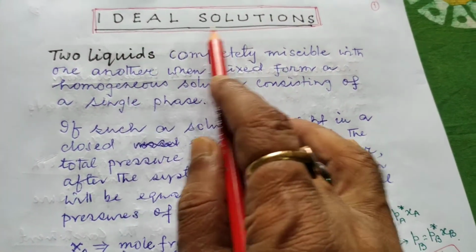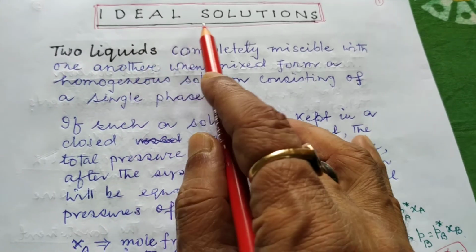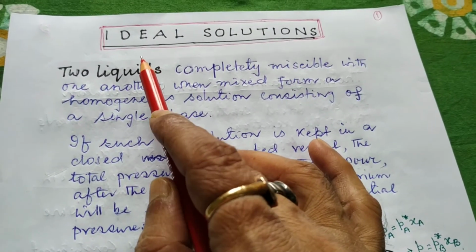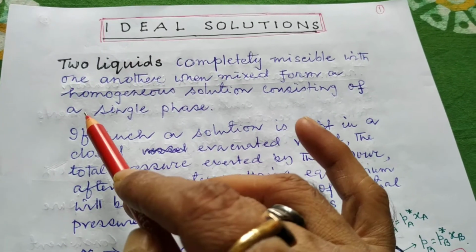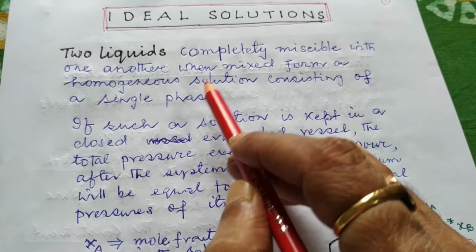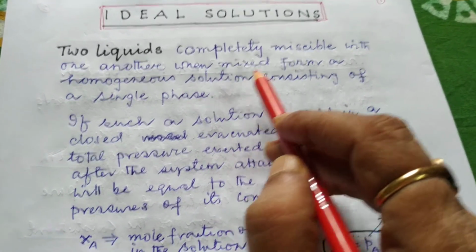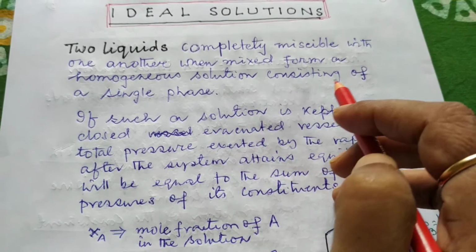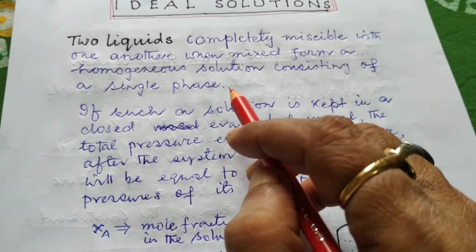In this present class, I will be discussing ideal solutions. Now, what is an ideal solution? Two liquids completely miscible with one another, when mixed, form a homogeneous solution consisting of a single phase.